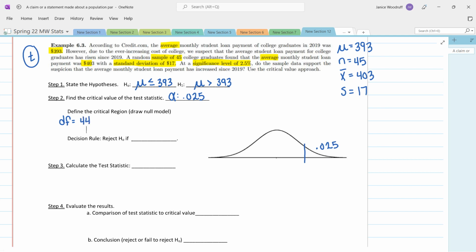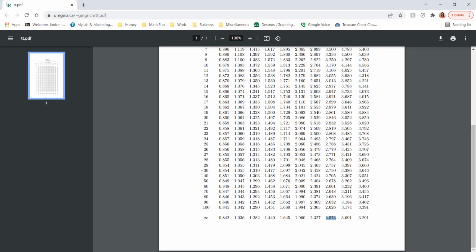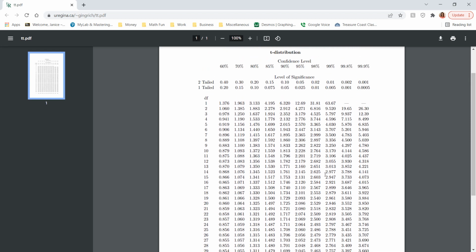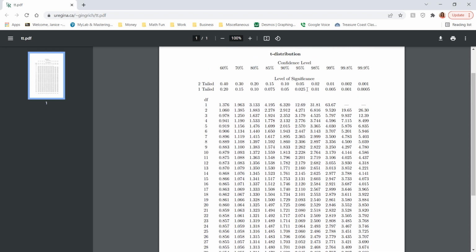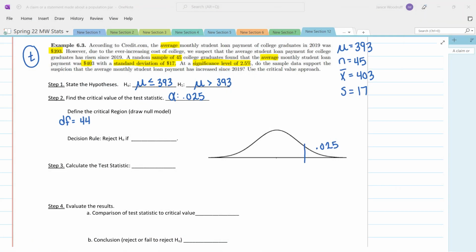Okay, now let's look this up. Let's look at the table first. Between 40 and 50, so we'll have to estimate this a little bit. Significance 1 tail, 0.025. So I'm thinking between 2.021 and 2.009. This one definitely we want to look at the calculator to get that exact value.